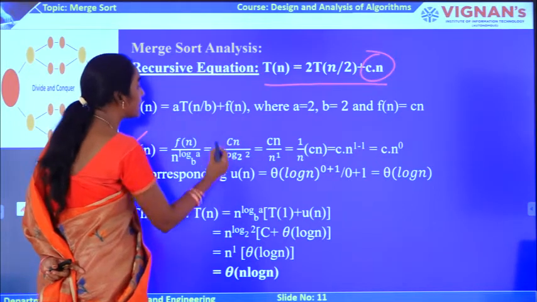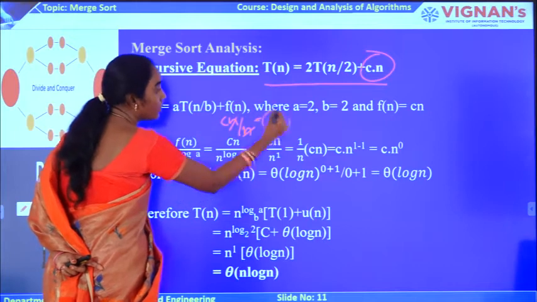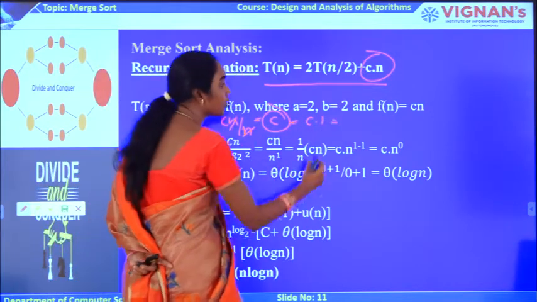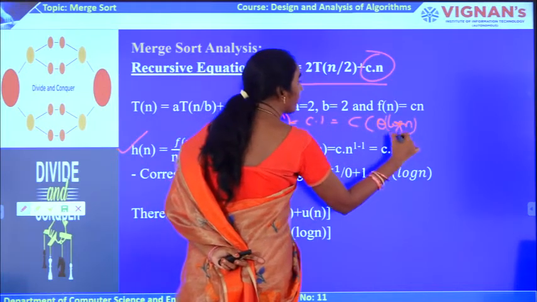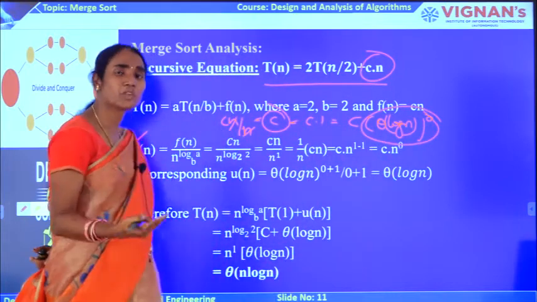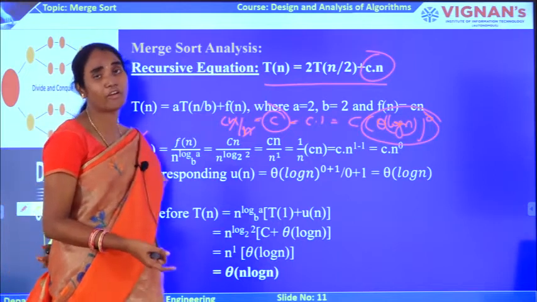So finally Cn by n, the n's get cancelled, so which is equal to C. So this can be written as C into 1, C into theta of log n whole to the power of 0. Anything to the power of 0 is nothing but 1. So that's why I have rewritten it as theta of log n whole to the power of 0.